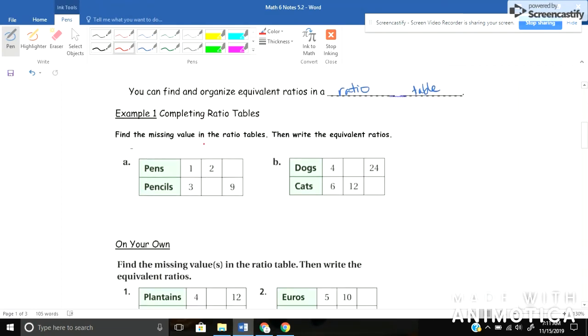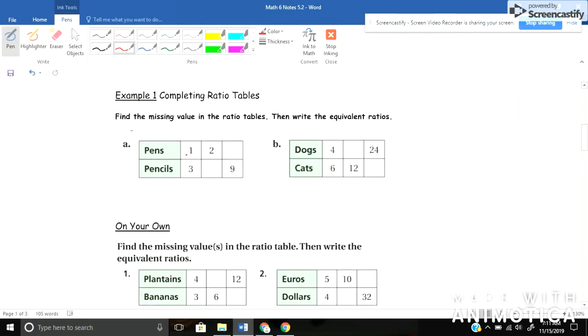All right, let's see a few examples. For example 1, it asks us to complete the ratio table, find the missing values, and then write equivalent ratios. Don't forget about this last part. A lot of students forget that in their homework or on a quiz. Okay, so our first ratio is 1 to 3. For every 1 pen I have 3 pencils.